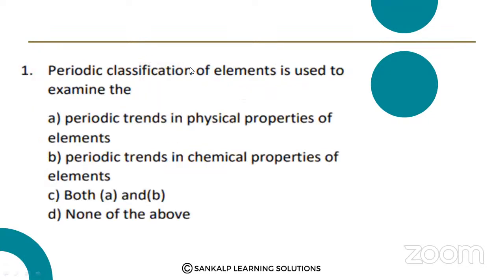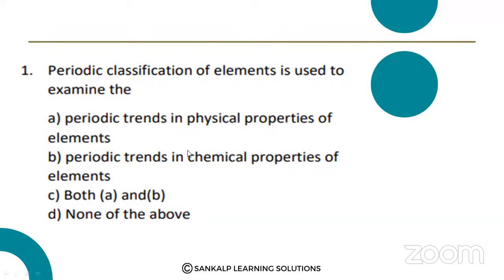Periodic classification of the elements is used to examine the A, periodic trends in physical properties of elements, B, periodic trends in chemical properties of elements, C, both A and B, and D, none of the above. C, both A and B. Yes, so it is C.